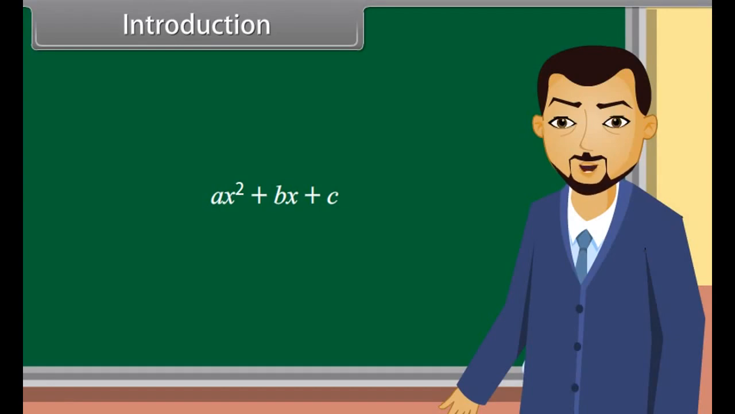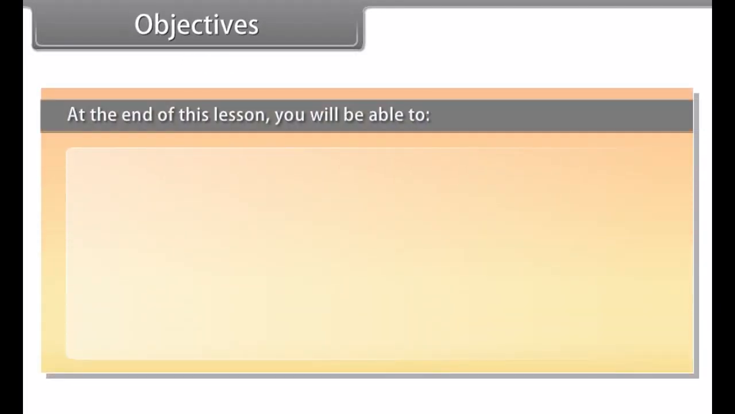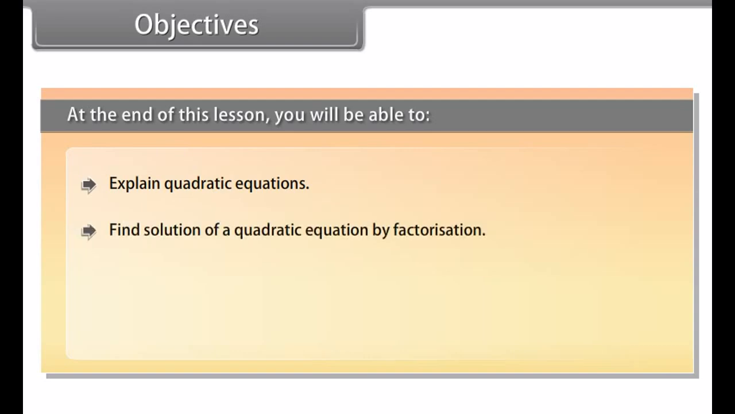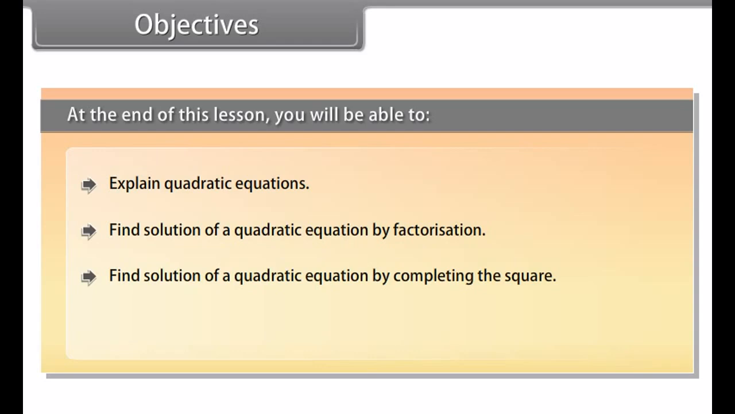When we equate this polynomial to zero, we get a quadratic equation. Today we will learn about quadratic equations. Objectives. At the end of this lesson, you'll be able to explain quadratic equation, find solution of a quadratic equation by factorization, find solution of a quadratic equation by completing the square, explain the nature of roots.